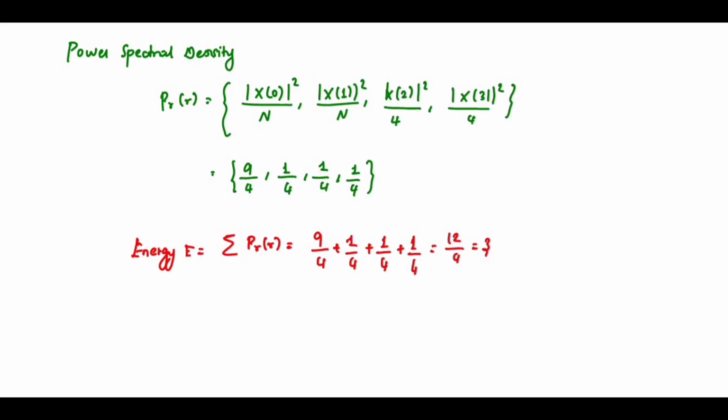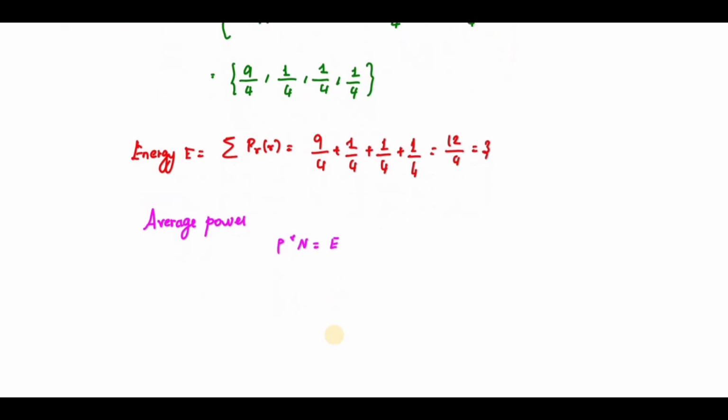Again, if they ask to find the average power, you know that P into N is your E. So in order to find the average power, energy divided by N. The energy is 3 and N is 4. So 3 by 4 is your average power of the signal.